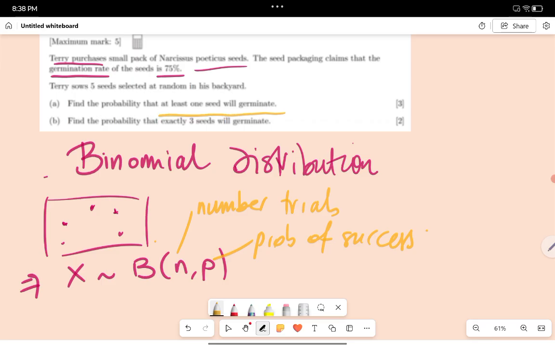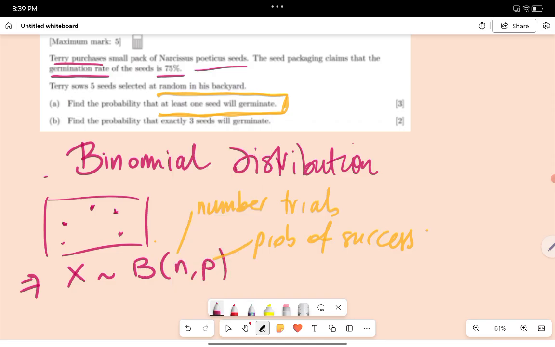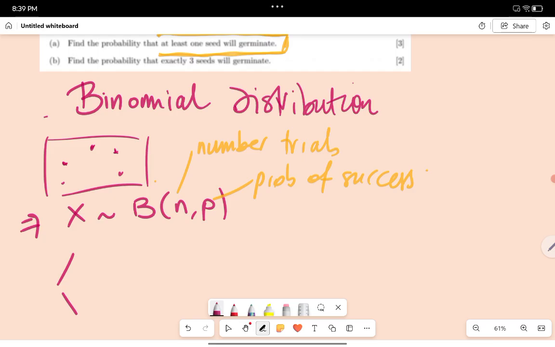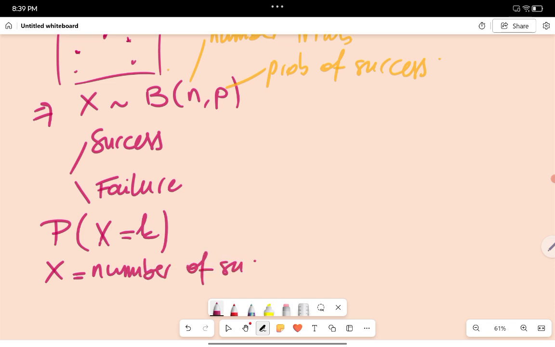Okay, so with binomial distribution questions, we are looking for a probability that something happens, and here the key is to recognize the outcome of success. In other words, if you remember well, with binomial, we have two outcomes. We have success and we have failure, right? And then with binomial, we say the probability that x is equal to something, where x is the number of successes, right?